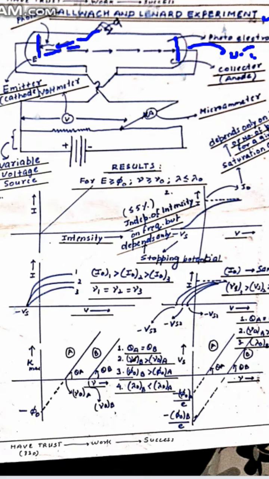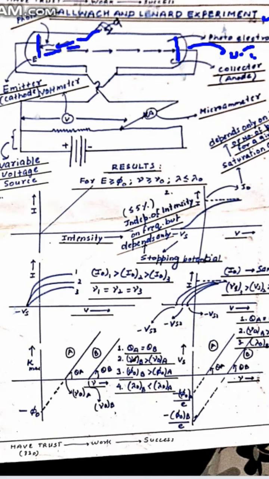to a source of variable voltage through a rheostat, and we have connected a microammeter over here. And this entire system is to make sure that we can vary the voltage and the various parameters concerned with the experiments. So there were certain results of this experimental setup which we are going to study.